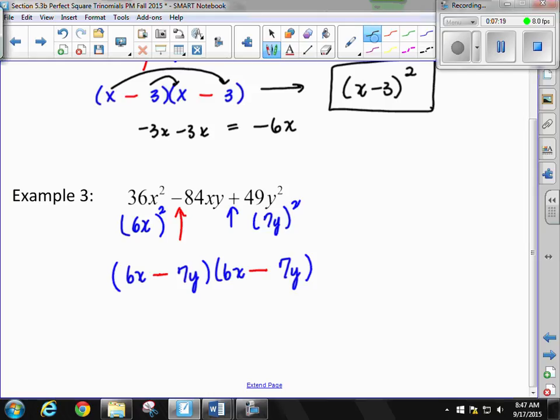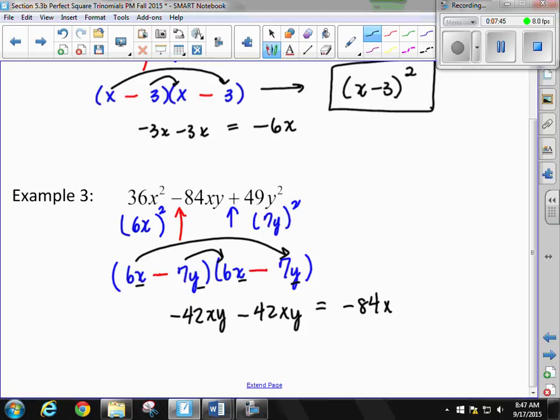And then I multiply out the inside. Negative 7y times 6x. Negative 7 times 6 is negative 42. I have an x and a y. I do the same thing with the last. 6 times negative 7 is negative 42. I have an x and a y. And when I combine those, negative 42xy and negative 42xy are negative 84xy. And when I look at my trinomial, that was the middle term that I had there. So now I can write my product as the square binomial, 6x minus 7y quantity squared.